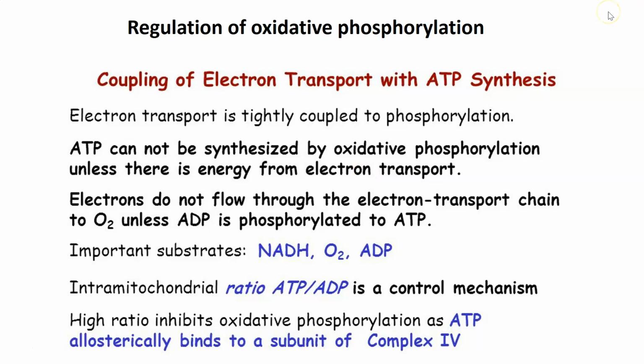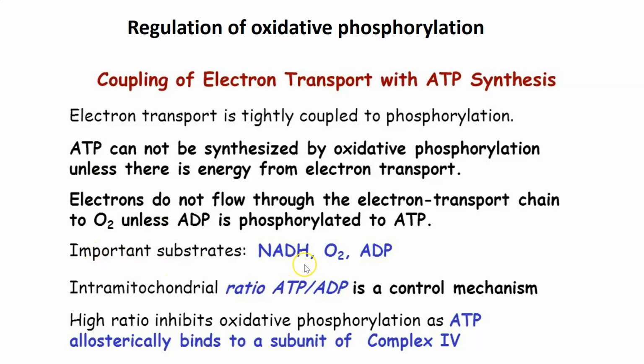Now, what that means basically is that the electron transport chain carries and donates these high energy electrons from one complex to the next. So it's the energy carried in these high energy electrons that facilitates the oxidative phosphorylation pathway. So you need the energy from the high energy electrons in the electron transport in order for ATP synthase to actually produce ATP.